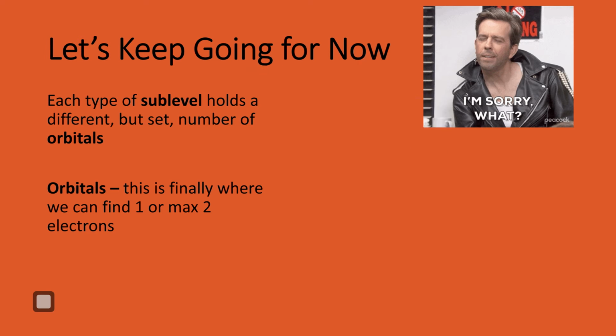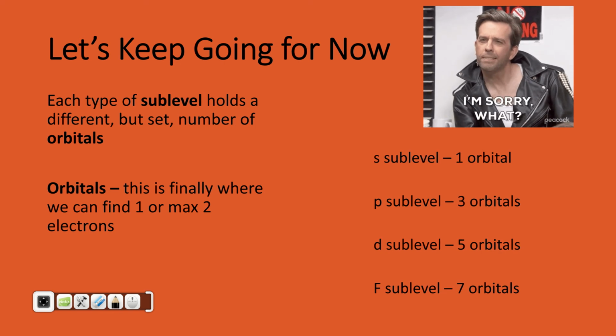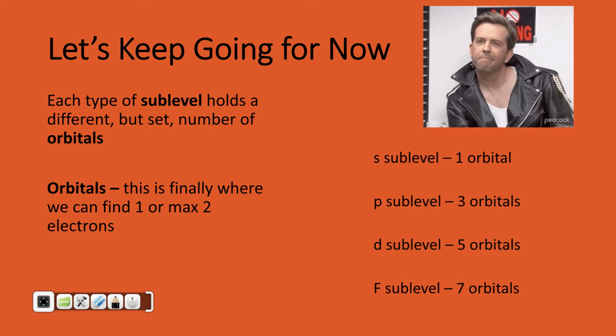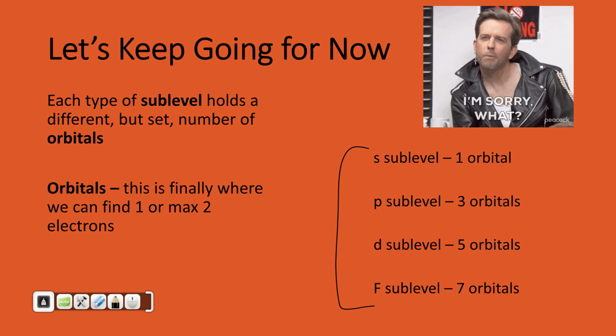So orbitals, this is where the electrons actually are, and we're going to learn you can either have one or two electrons in the orbital. One or two, and that's it. So that does lead us to a couple of formulas we're going to see in a minute, but for now, this is what we need to realize. Each sublevel, as we mentioned, holds a different but set number of orbitals. The S sublevel, which is going to be the lowest energy sublevel, has one orbital. P has 3, D has 5, and F has 7. So it is something, again, you will get used to. It's 1, 3, 5, 7. S, P, D, F. 1, 3, 5, 7.